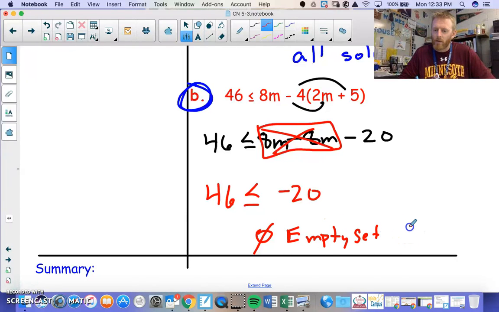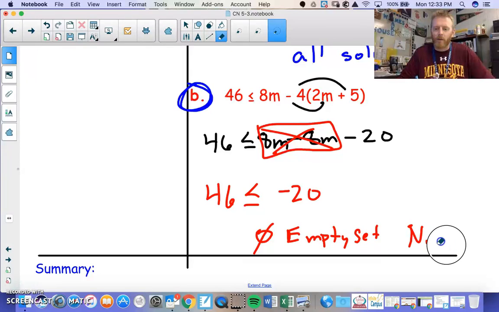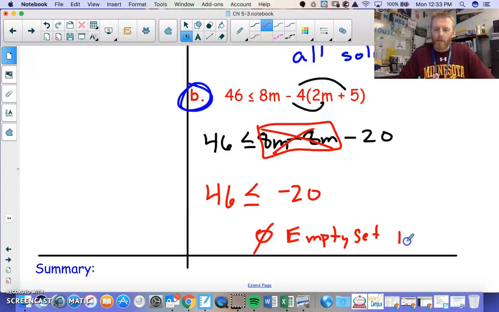They mean the same thing. There's no way that we're going to be able to plug a number into the variable to make that work out, because it's just not going to work. So we're going to call that an empty set or no solutions.